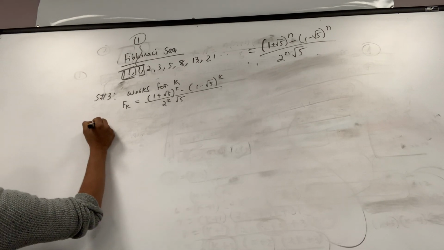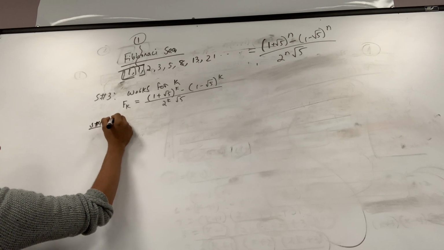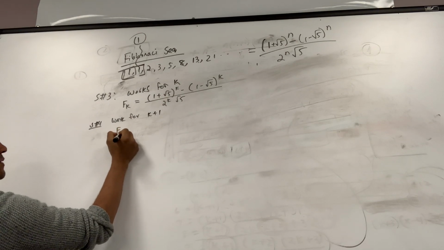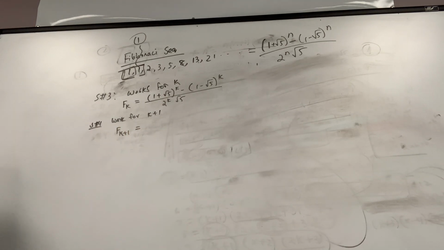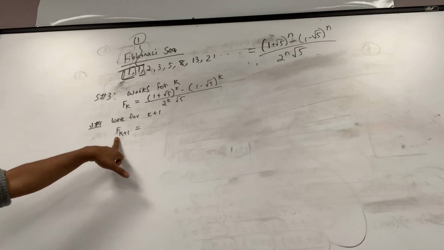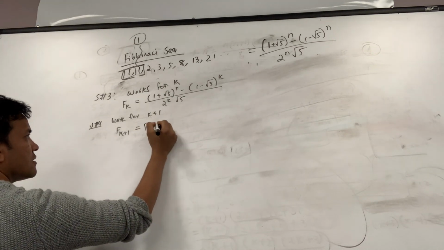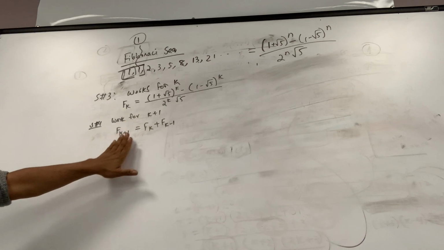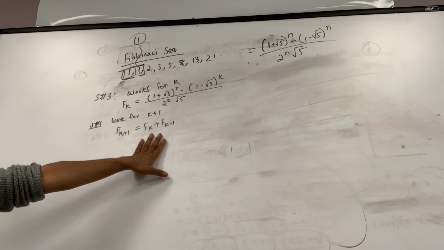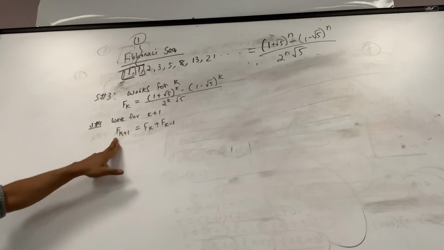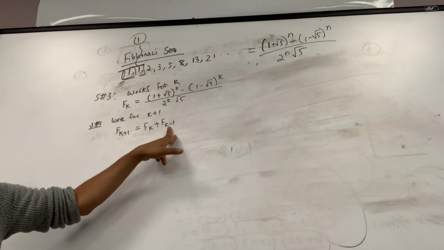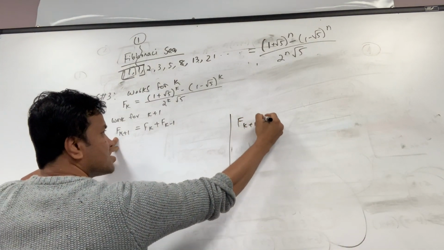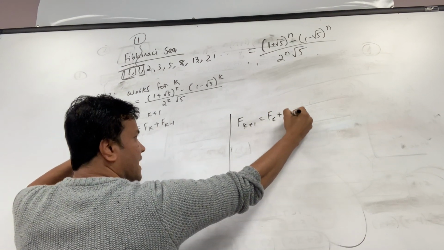So step 4, it should work for k plus 1. So f of k plus 1 is equal to what? f of k plus 1 can be written as f of k plus f of k minus 1. Do I need to show that these two are equivalent, or do you agree? f of k plus 1 is equal to f of k plus f of k minus 1. I'm going to give you a little proof over here.